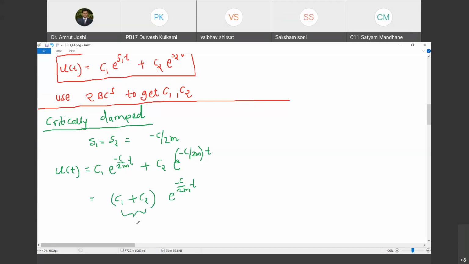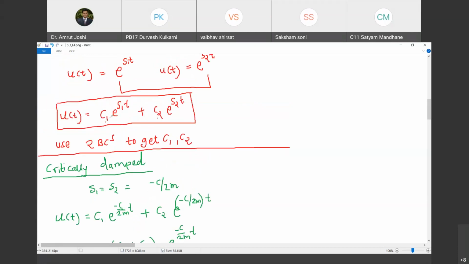Can I replace this C1 plus C2 by another constant C3? Yes, sir. Now just have a look. You have only one constant C3 and you have two boundary conditions. So it is an overdefined problem. Do you agree with me? Yes, sir. So therefore, in a critically damped system, this strategy of expressing C1 e raised to S1t plus C2 e raised to S2t as a general solution is really not going to work, because e raised to S1t and e raised to S2t are in fact the same solutions when S1 is equal to S2. Happy?